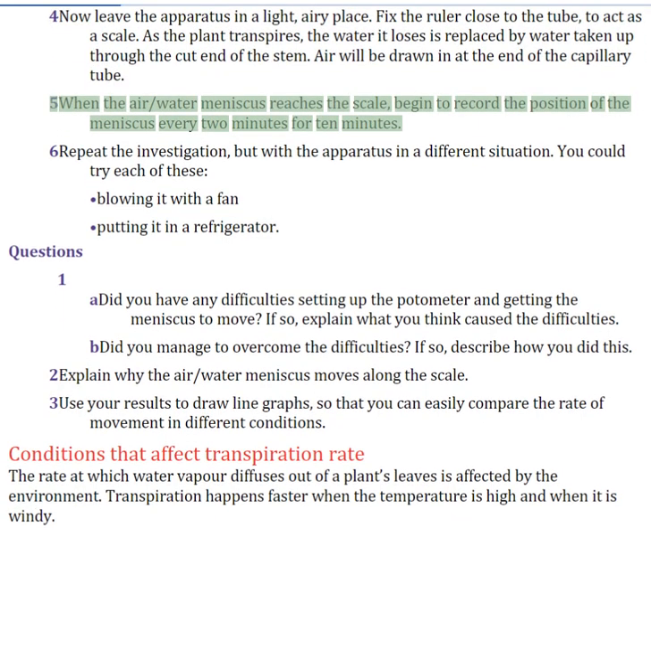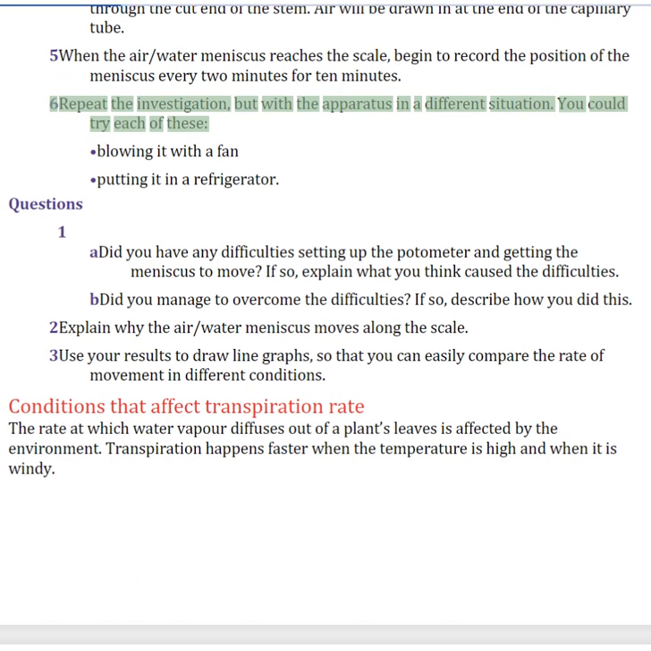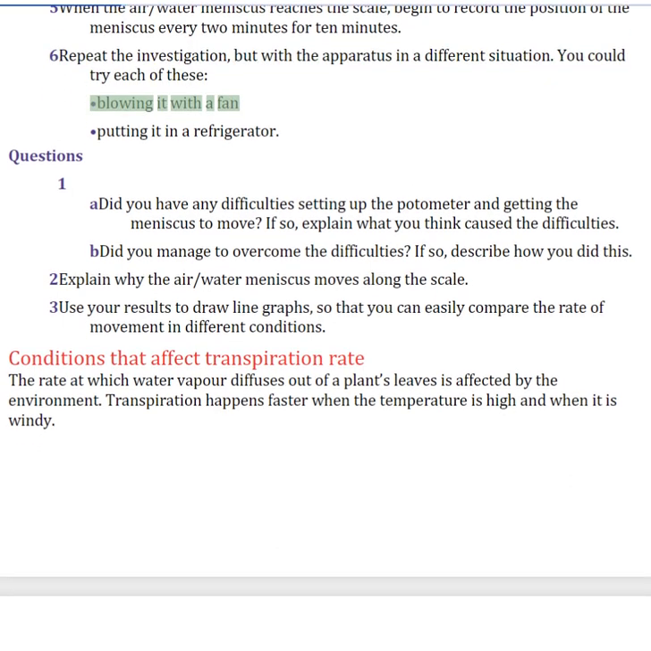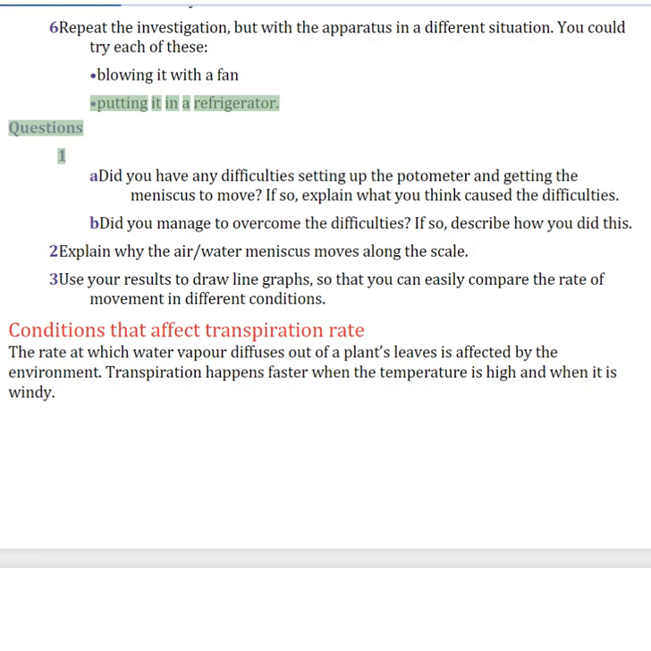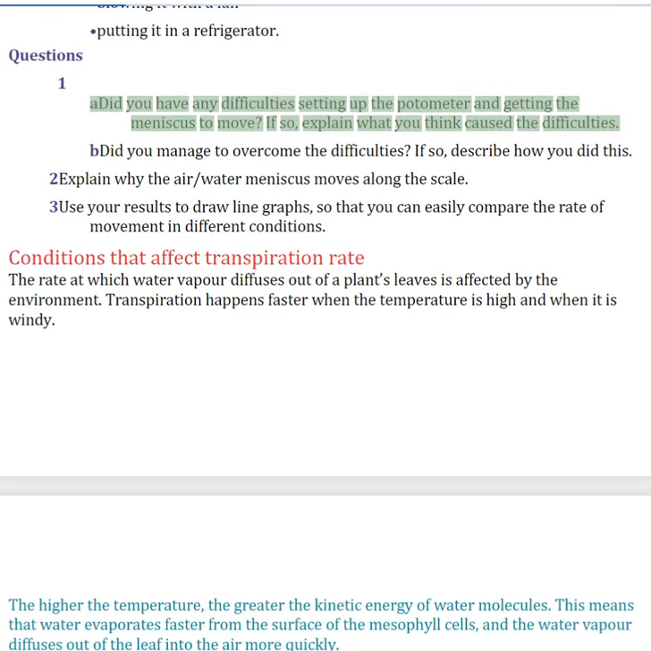5. When the air-water meniscus reaches the scale, begin to record the position of the meniscus every 2 minutes for 10 minutes. 6. Repeat the investigation, but with the apparatus in a different situation. You could try each of these: blowing it with a fan, putting it in a refrigerator. Questions. 1. A. Did you have any difficulties setting up the potometer and getting the meniscus to move?